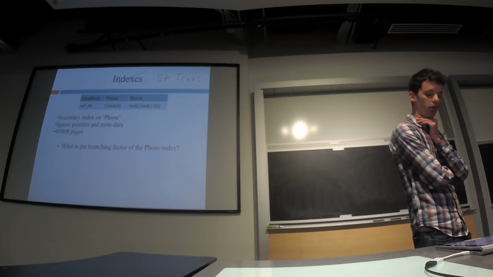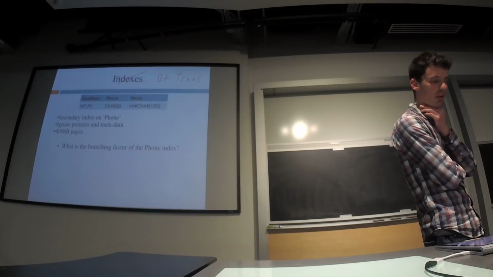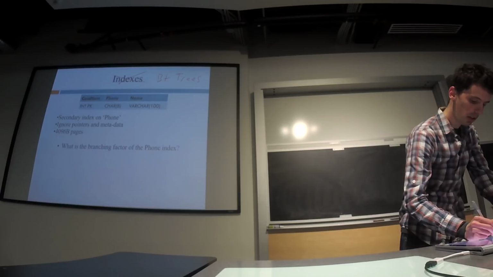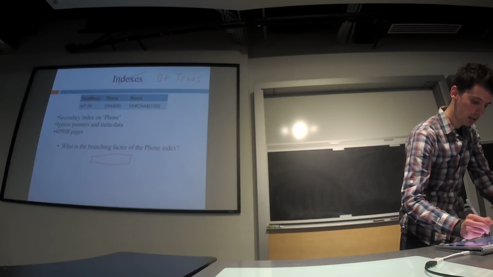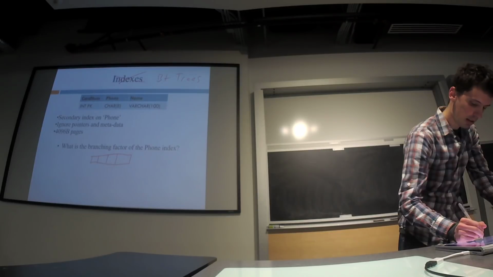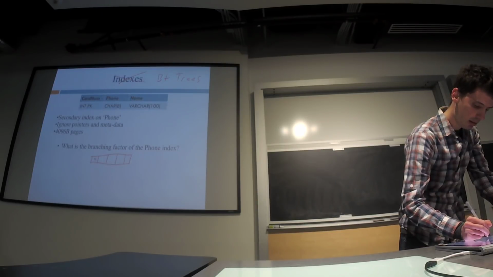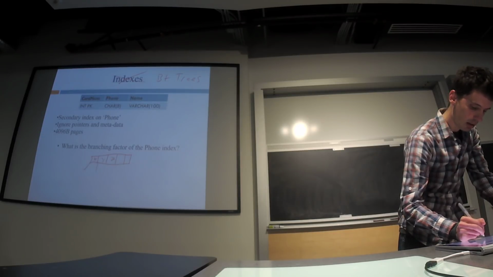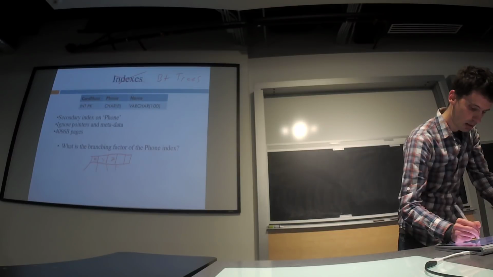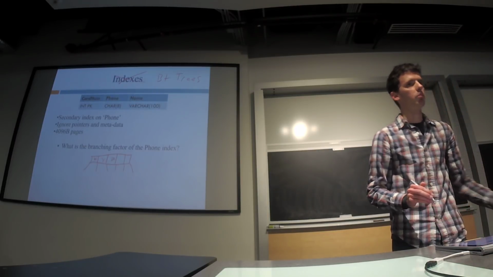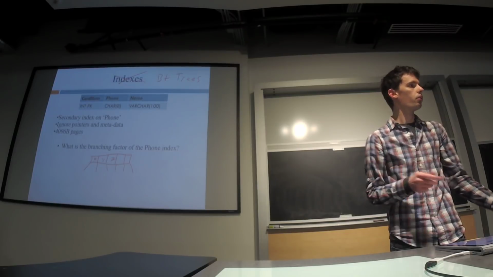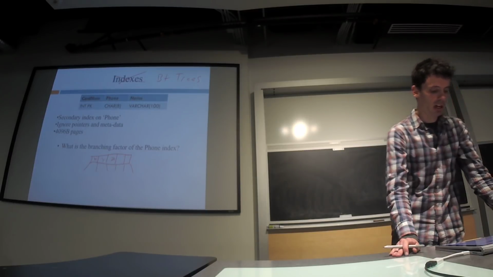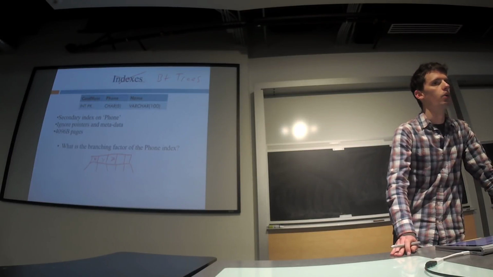And we want to know what is the branching factor for the phone index. So in a B plus tree, the internal nodes are going to look like this. They'll have some keys in there, and then in between and to the left and right of them, we have pointers. So what is the branching factor? How do we figure this out?